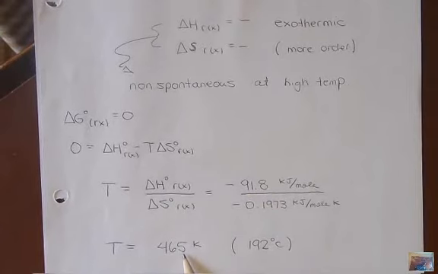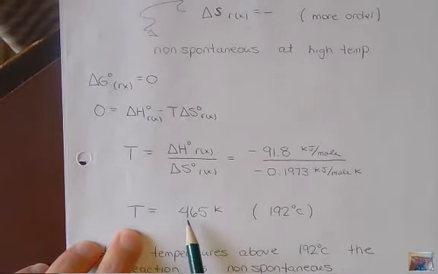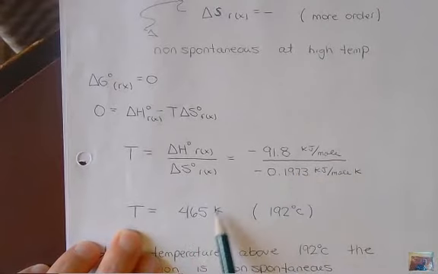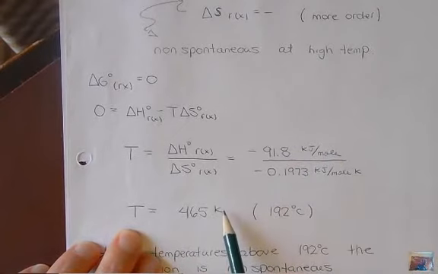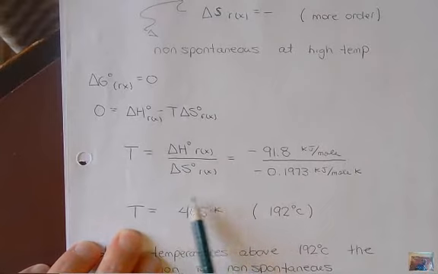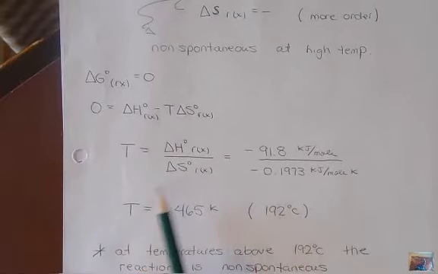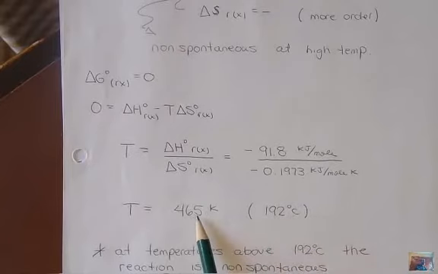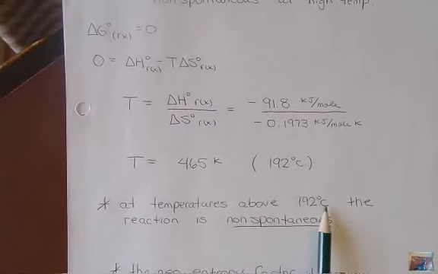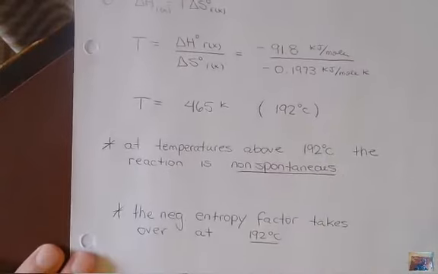What temperature do I have to go to make this reaction become non-spontaneous? It's spontaneous at 298 Kelvin, but if I raise it to 465, this divided by this comes out to 465. Everything cancels except the Kelvin. At 465 Kelvin, this reaction will go to equilibrium. At temperatures higher than 465, I can make it go non-spontaneous. What's 465 in Celsius? 465 minus 273 will give you 192. At temperatures above 192 degrees Celsius, the reaction becomes non-spontaneous.